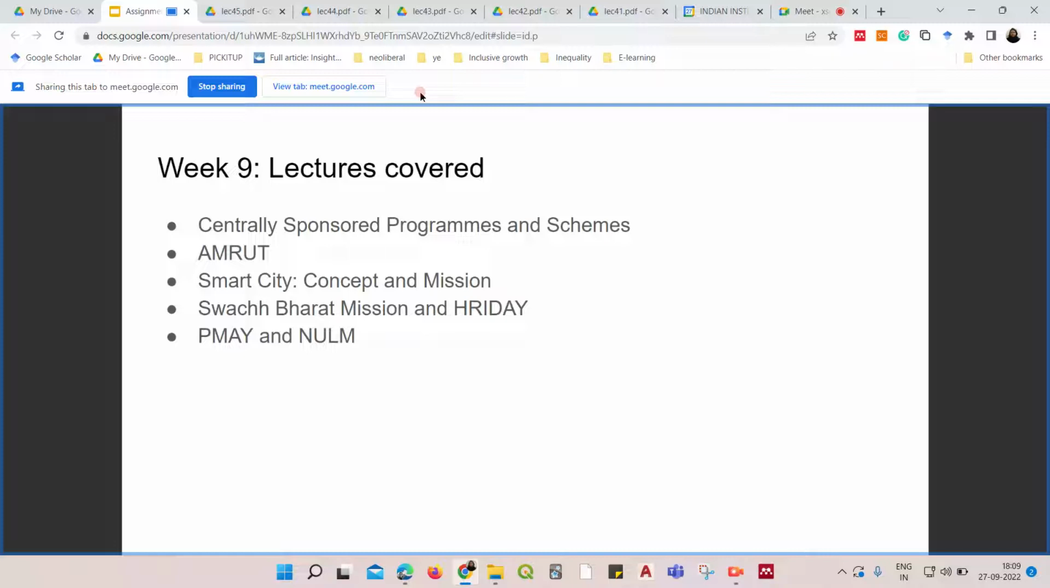So these are another two centrally sponsored programs and schemes which you would have studied, and then you would have studied PMAY and NULM. So Swachh Bharat Mission is for solid waste management and other cleanliness management, which you know. Hriday is for heritage and other infrastructure development within the city. PMAY is for housing, affordable housing for all, and NULM is urban livelihood mission. So these four are four different kinds of programs which are centrally sponsored.